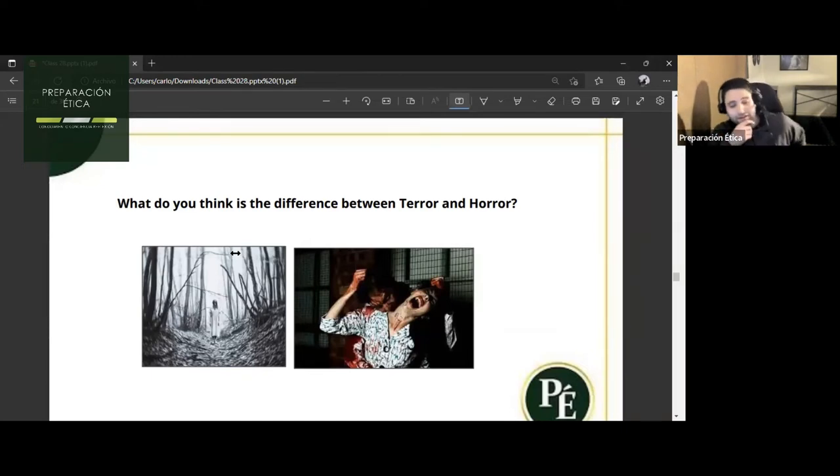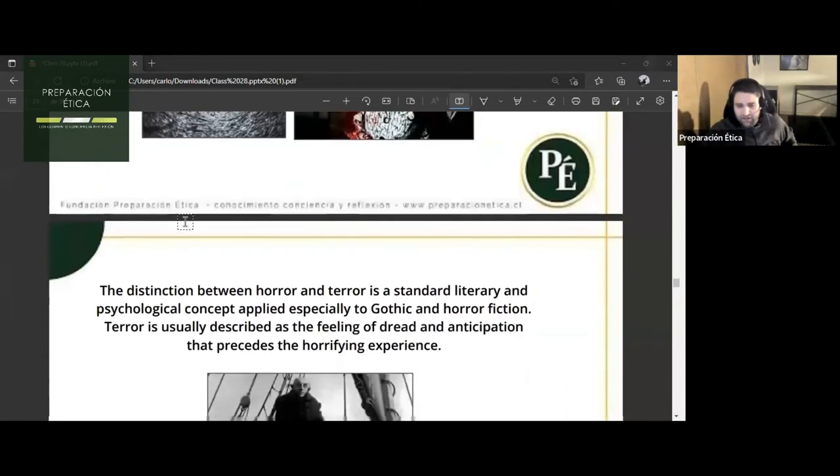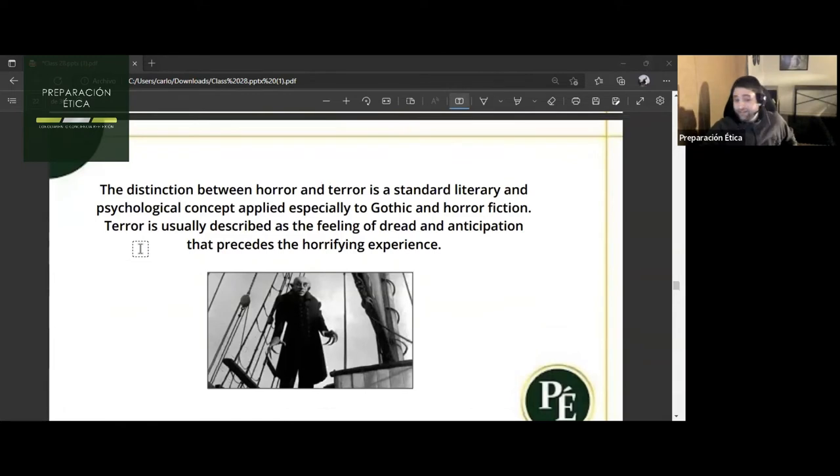Okay, very good, Jorge. Jorge says, also horror is more physical and human damage and the terror is more phantasmagoric. I definitely agree with Jorge because that is like the definition that is here. So the distinction, the difference between horror and terror, is a standard literary and psychological concept applied especially to Gothic and horror fiction. Those are like the cradle of the terror and horror movies, to be honest.